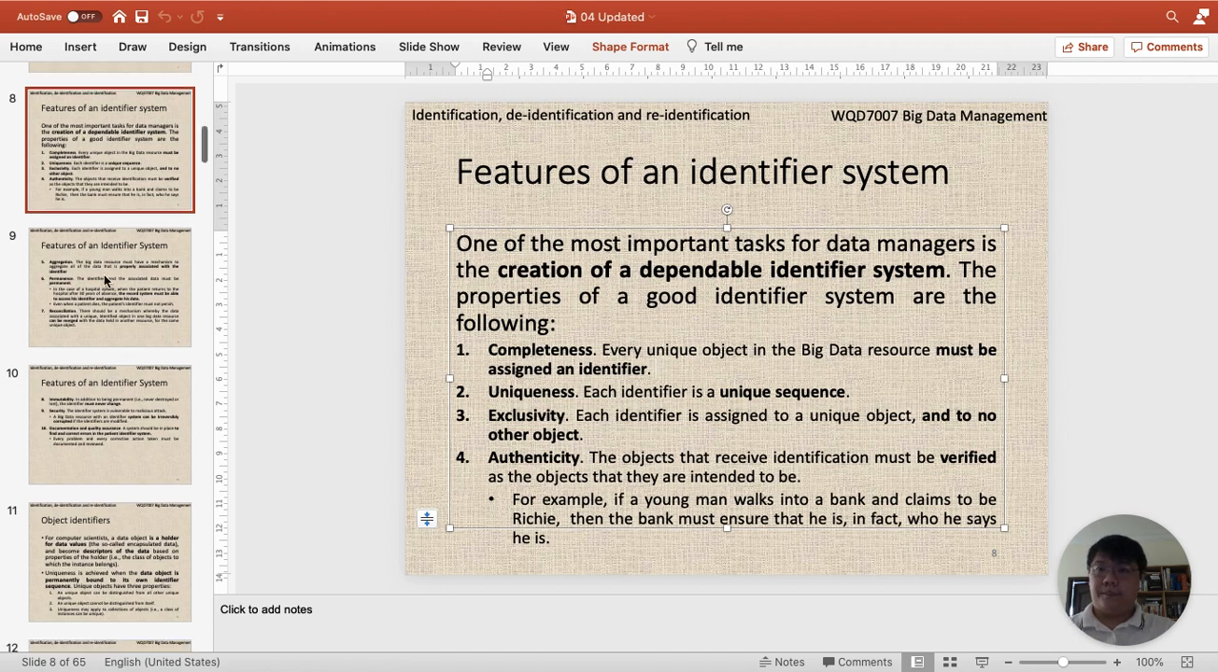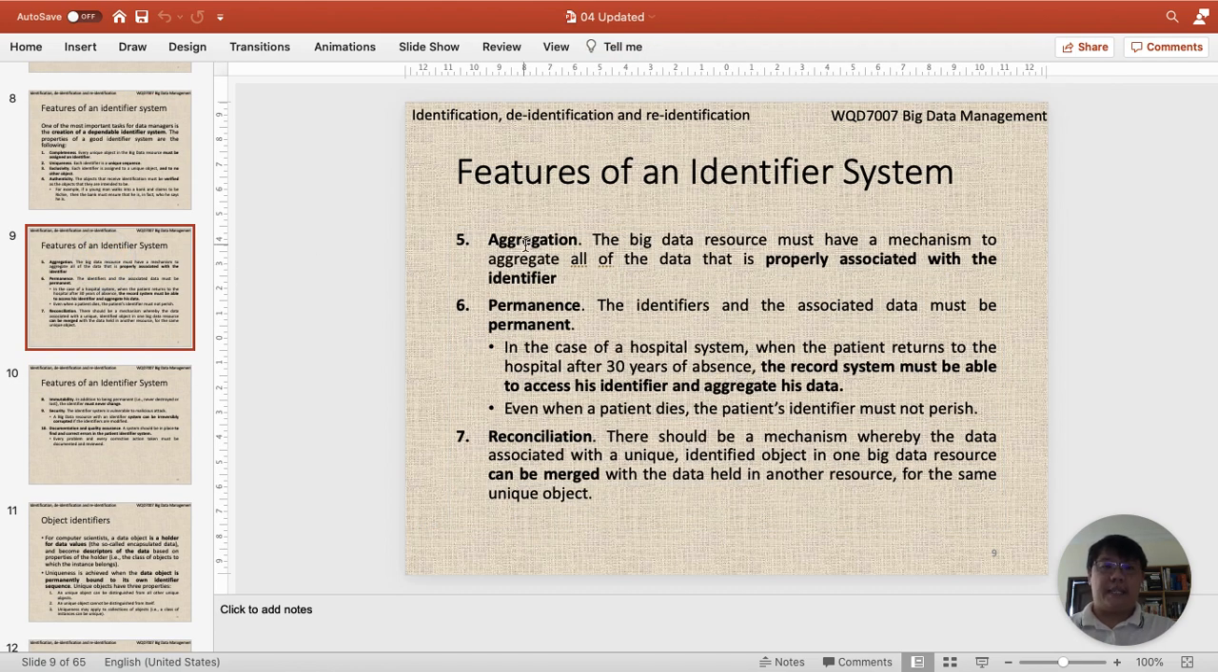All right. Aggregation. The big data resources must have a mechanism to aggregate all the data that's properly associated with the identifier. So, your identifier has a lot of follow-up information behind it, maybe in different columns or different pointers and so on. So, are you able to aggregate them together into one whole set of data?